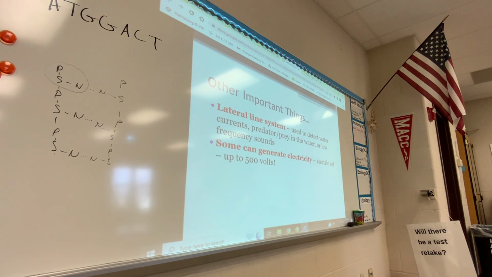Alright, so they also have something called a lateral line system. The lateral line system actually has little tiny hairs inside, and these little tiny hairs are going to allow them to detect currents and motion within the water. So this helps them to determine if there is a predator or prey nearby. It helps them to detect if there is a current in the water, so if the water is moving a certain way. It even helps them to determine if there are frequencies and sound within the water.